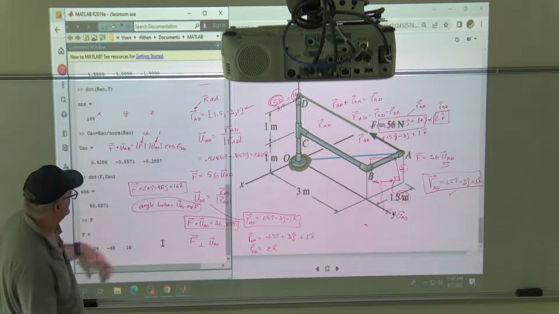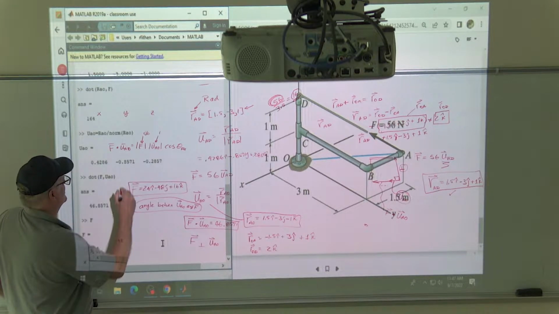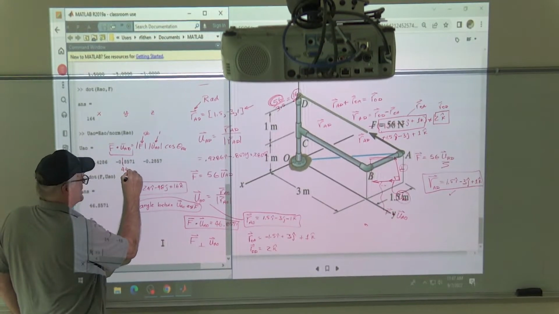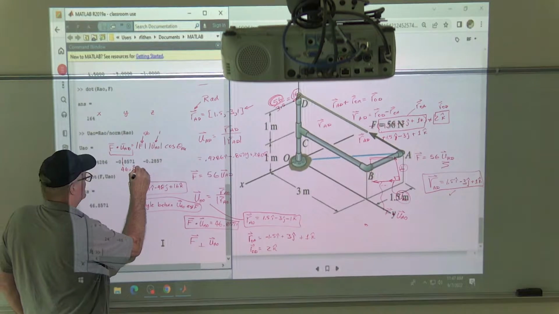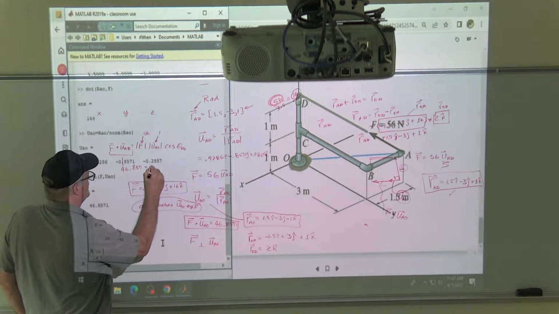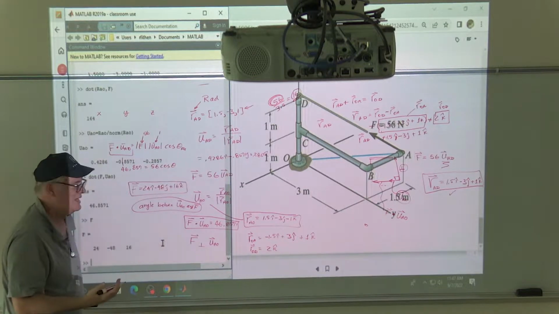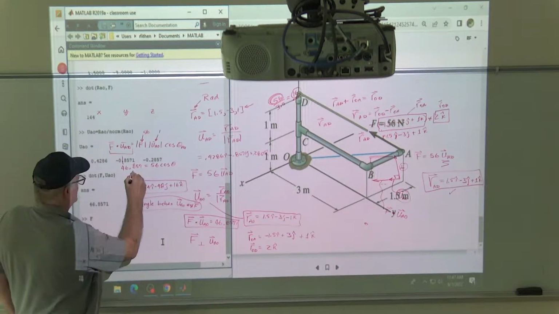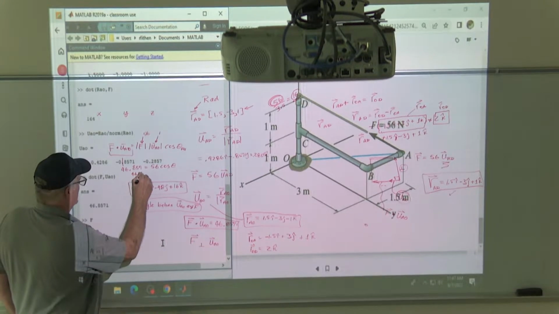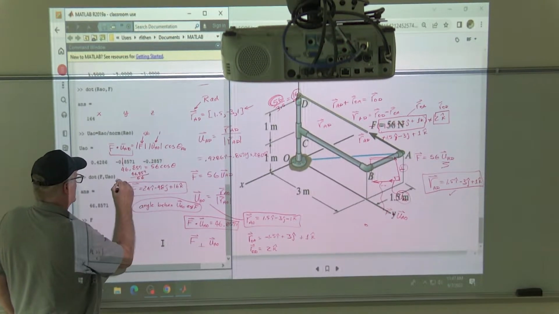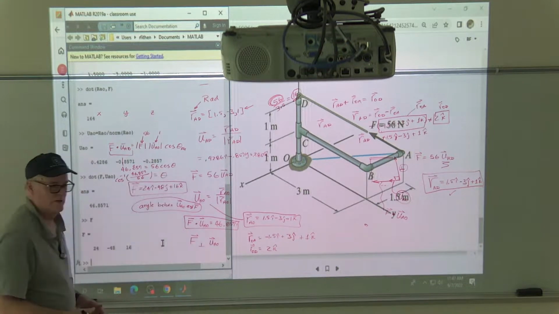What did I get? 46. So I end up on this side, I end up with 46.857, right? Equals 56 cosine of theta between those angles. So actually, I could do this: 46.857 over 56, and cosine inverse. That will give me the angle between those two.